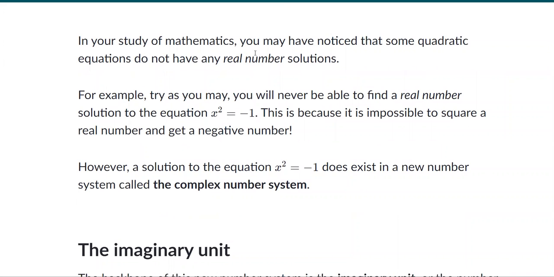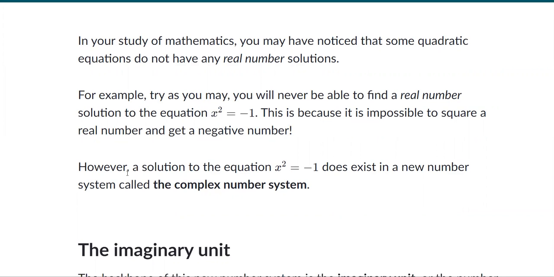In your study of mathematics, you may have noticed that some quadratic equations do not have any real number solutions. For example, try as you may, you will never be able to find a real number solution to the equation x squared equals -1. This is because it is impossible to square a real number and get a negative number. Remember that a negative times a negative would always be a positive, so there's no real number that I can plug in here for x, where after I square it, I'm able to get any negative number, let alone -1 specifically.